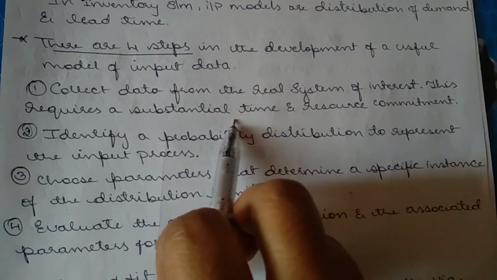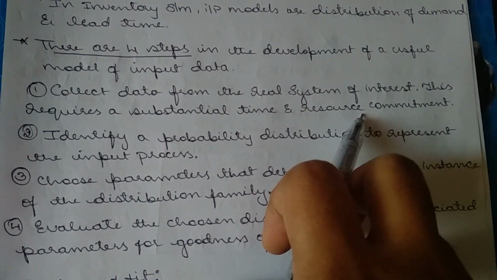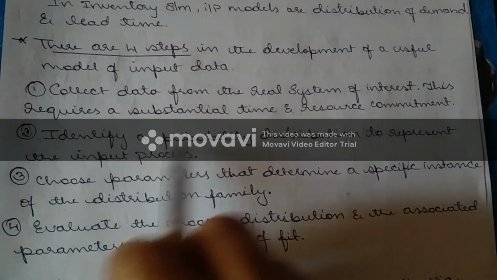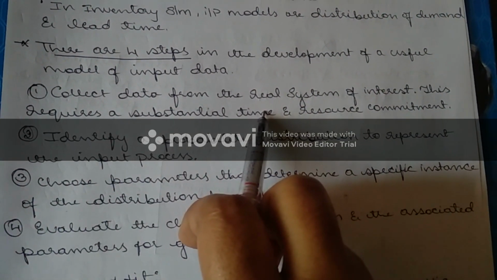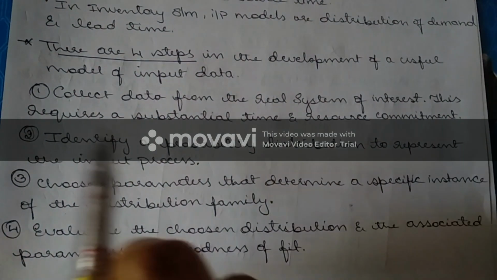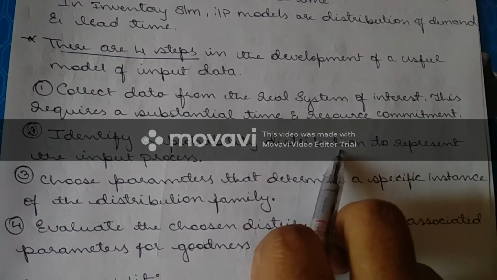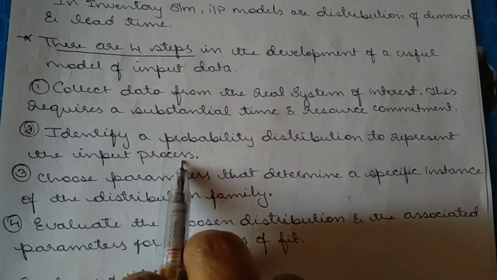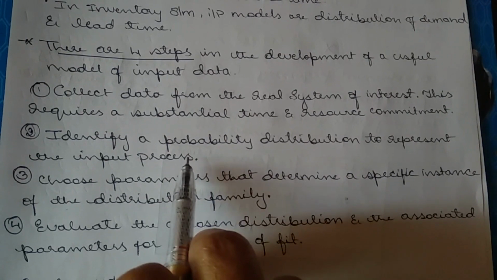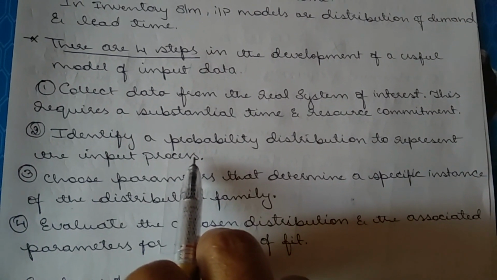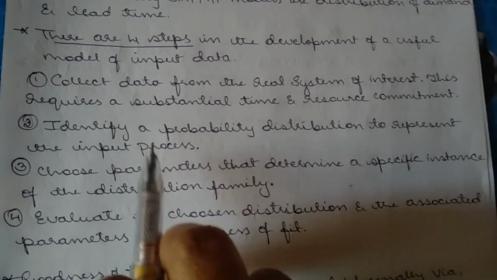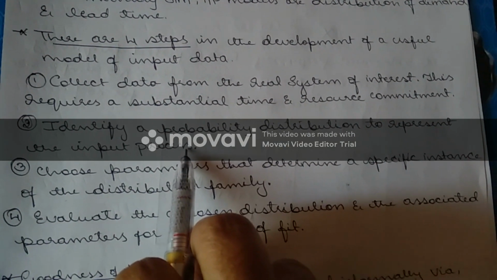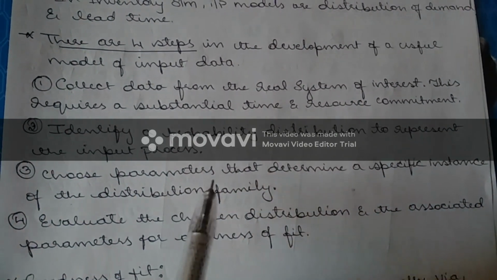This requires a substantial time and resource commitment. I have just told you, first you have to take the requirement. According to that, you have to arrange the resources and fix the time slot, everything you have to do. Next, identify a probability distribution to represent the input process. We have discussed so many probability distributions: discrete probability distributions and continuous probability distributions, is it not? You have to decide which probability distribution to represent the input process, whether it is discrete or continuous.